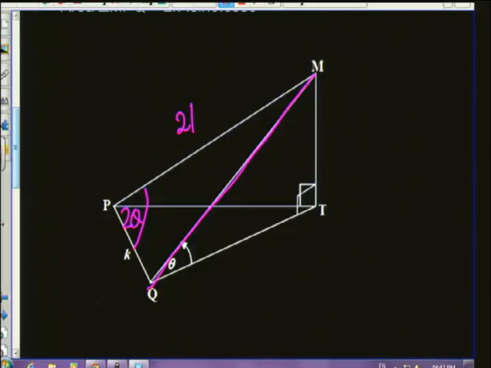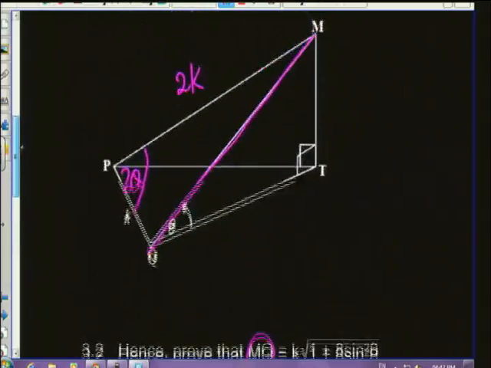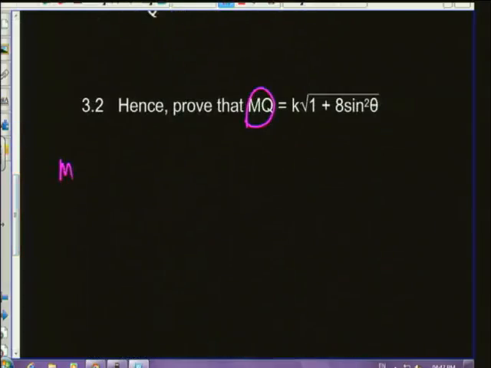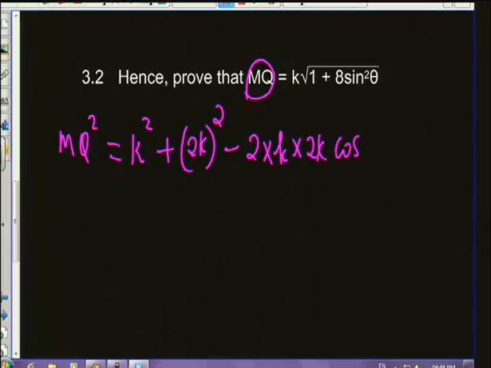And we know that this is 2k. We need to work out what MQ is. Now remember, if I've got two sides and the included angle and I'm looking for the other side, that is the cosine rule. So with the cosine rule, MQ squared will be equal to the other two sides: k squared plus (2k) all squared, minus 2 times the first side, which is k, times the next side, 2k, cos of 2 theta, because the included angle is 2 theta here.